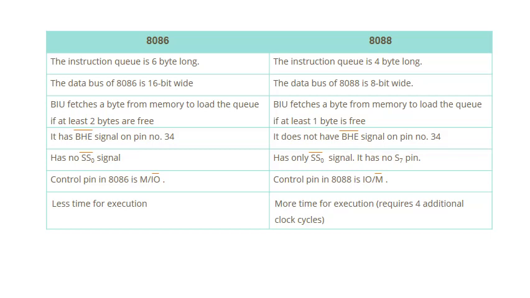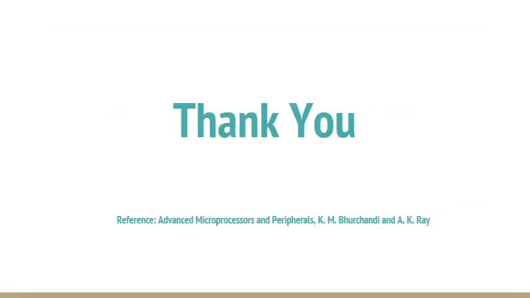That is, in the case of 8088, if it has to indicate a memory operation, then the IO/M bar signal has to be active low. And if it is to indicate an IO operation, then the IO/M bar signal will be active high, whereas it is the other way around in the case of 8086. The 8086 takes less time for execution, but 8088 takes more time for execution as it requires 4 additional clock cycles. That's all in this session.